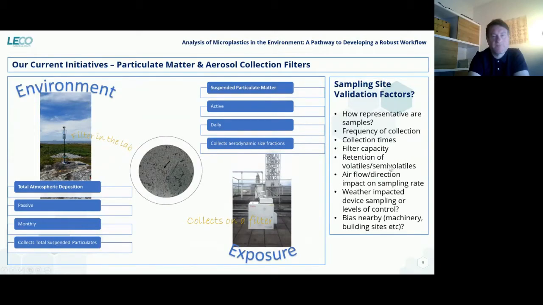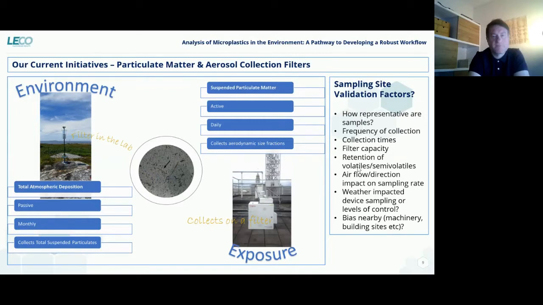What's the capacity of the filter of the device? And how does the device and the environment affect the retention of the volatiles and semi-volatiles, which are not associated with and associated with the microplastics? What's the impact of the airflow and the weather and these things on the sampling rate? And how can we add sample device control? What levels of control can we implement in order to mitigate the changes in the weather and so on?